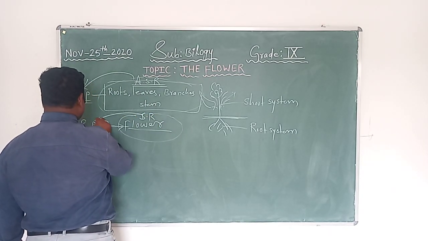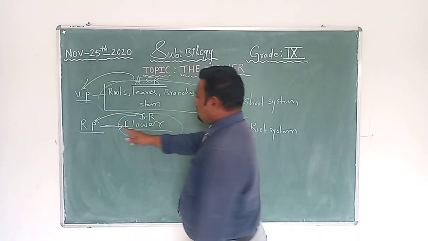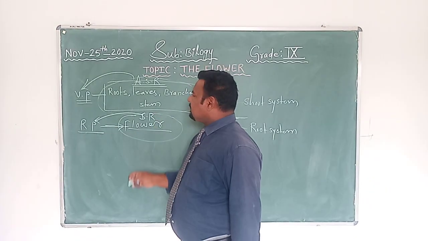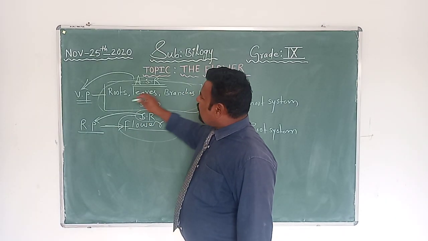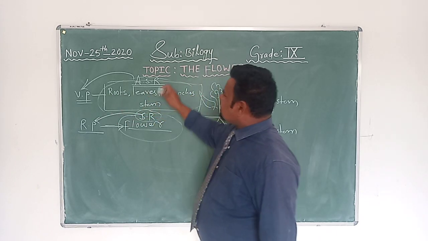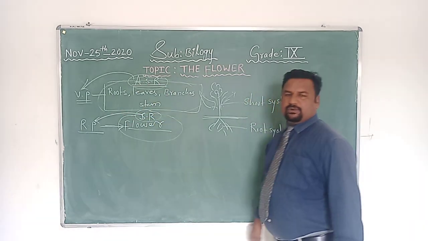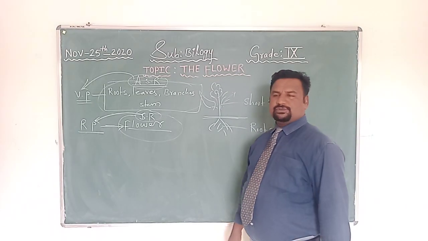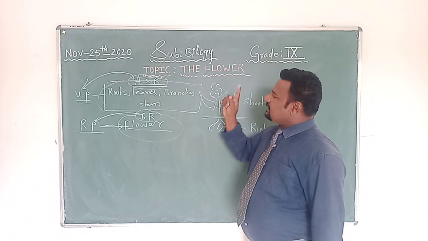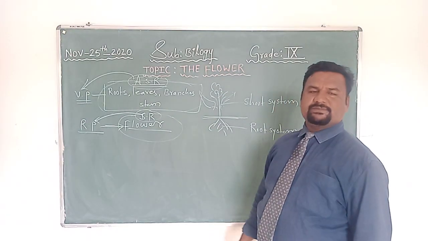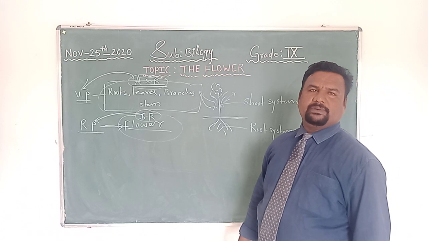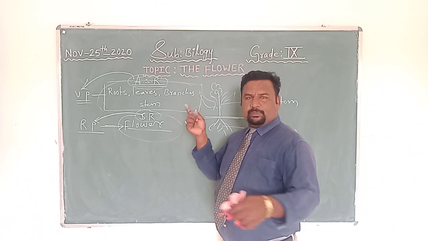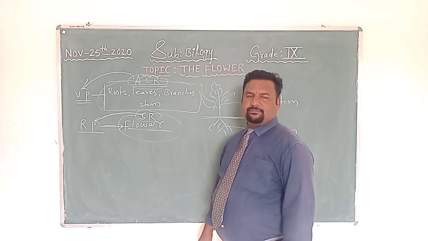So a reproductive part like the flower is involved in sexual reproduction, and vegetative parts like roots, leaves, branches and stems are involved in asexual reproduction. Hope you are getting this. Understood? So what is a flower here? Flower is the reproductive part of a plant which helps the plant to perform sexual reproduction.